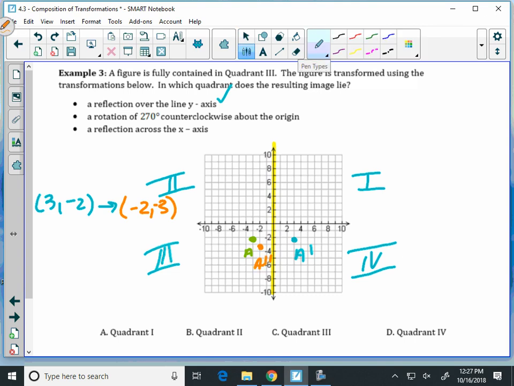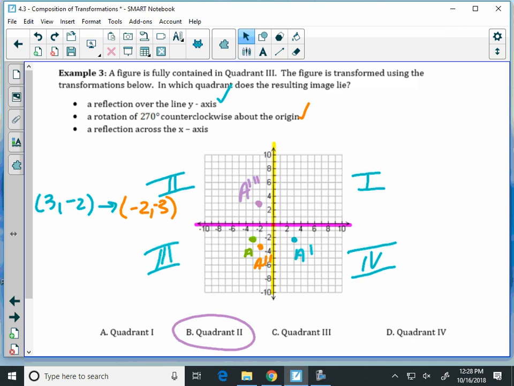And then our final transformation now is a reflection over the x-axis. I'm going to highlight my x-axis. And then count again. This is 1, 2, 3. Count 1, 2, 3. What quadrant did we end up in? We ended up in, good, which is quadrant 2.